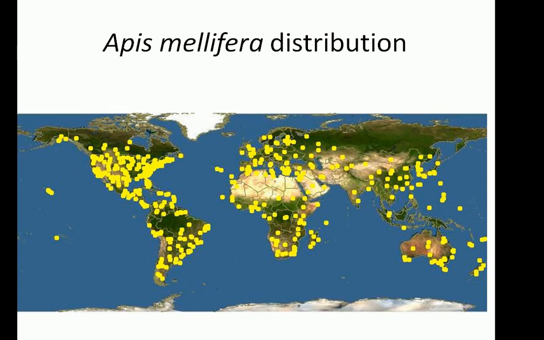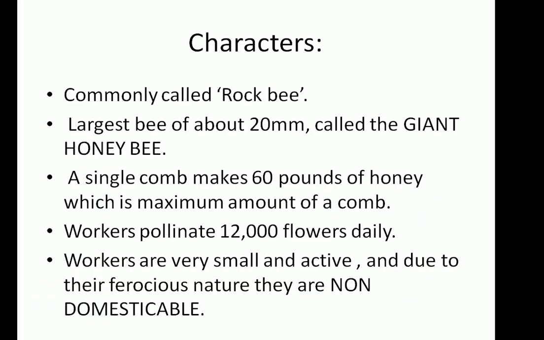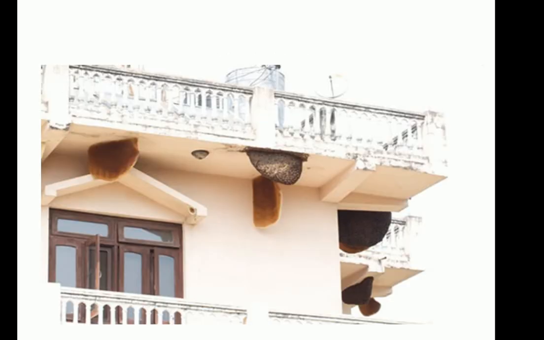Apis dorsata is also commonly called the rock bee. The size of this rock bee is about 20 mm, and it is also commonly called the giant honeybee. A single comb is made. A single worker of this honeybee visits about 12,000 flowers per day, and you can observe that this hive worker is very ferocious in nature, and ultimately they are non-domesticated. You can look at this example. The temperate forest is deforested, and ultimately they are shifted to the urban area.